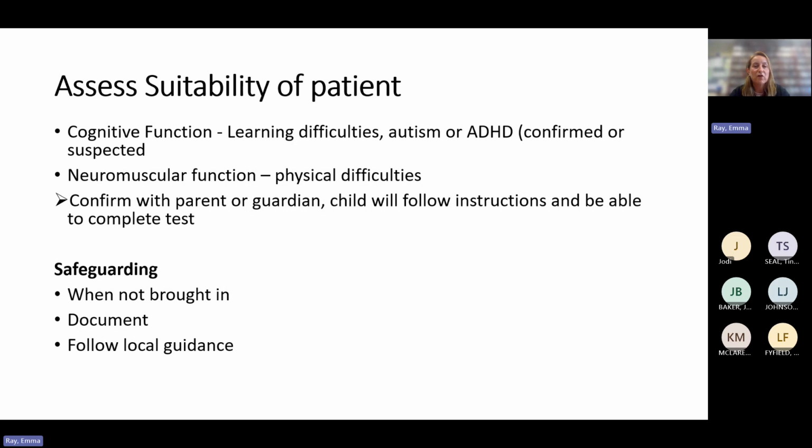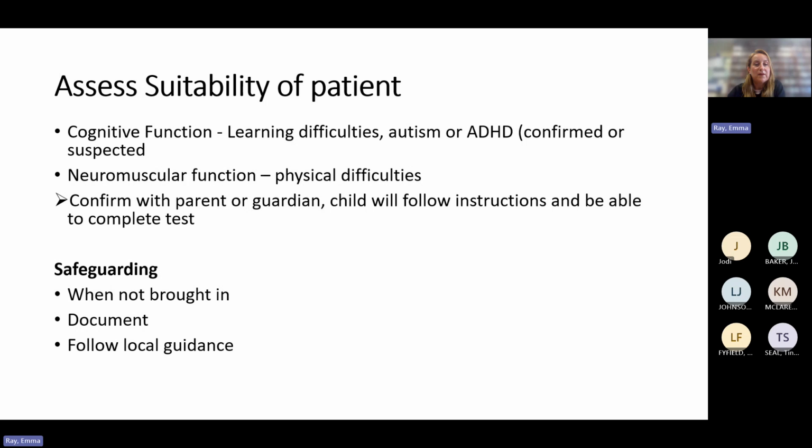But confirm with the parent or guardian that the child is going to be able to follow those instructions anyway. So have a conversation beforehand to make sure there isn't going to be any problems, because you don't want a kid coming in who's potentially not going to sit still for very long, or maybe get quite upset and angry. It's just something to consider.